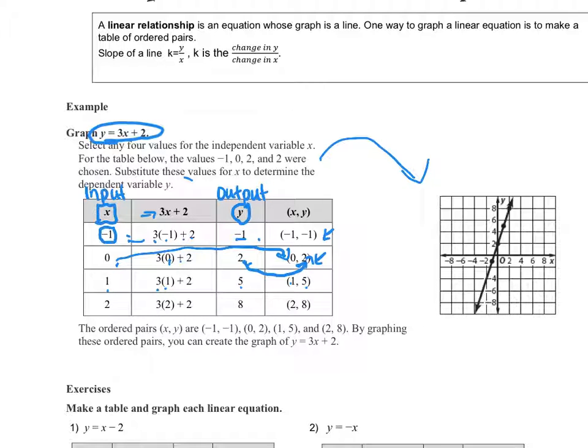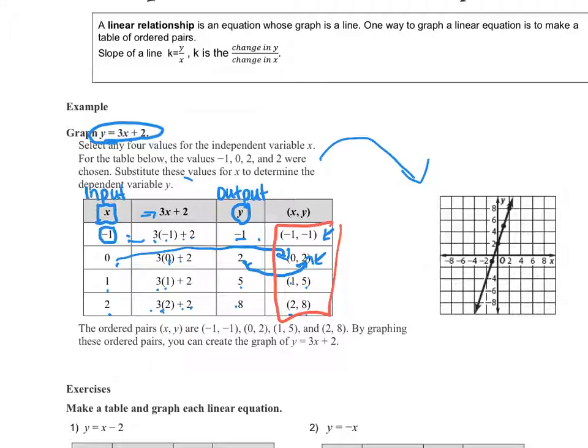Okay, and then my last value is 2. 3 times 2 is 6. 6 plus 2 is 8. So if I input 2, I get 8. Okay, they took these 4 points right here and then graphed them over here. So they graphed -1, -1. And if you look, the y values are going up by 2s. The x values are going by 2.